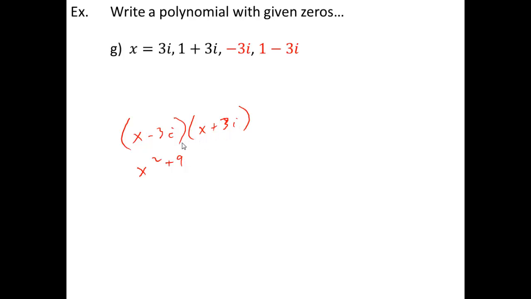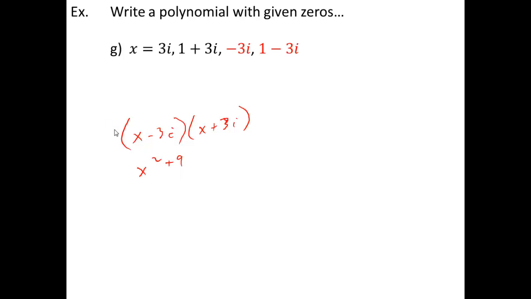It wasn't too much work to just set up, when it was just 3i by itself, the conjugate pair, FOIL it out, and get x squared plus 9. Not too bad. But we do have a shortcut now, and you are more than welcome to use that, x squared minus the sum plus the product, on something as simple as this.